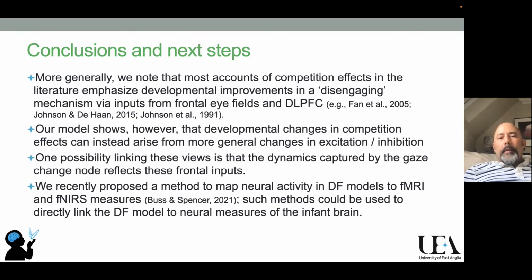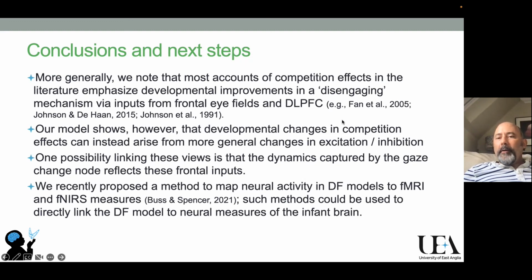More generally, let me note that most accounts of competition effects in the literature emphasize developmental improvements in disengaging. And interestingly, that's been linked to changes in the inputs from frontal eye fields and dorsolateral prefrontal cortex onto posterior attention fields in the brain. Interestingly, our model shows, however, that developmental changes in competition effects can arise from more general changes in excitation and inhibition.